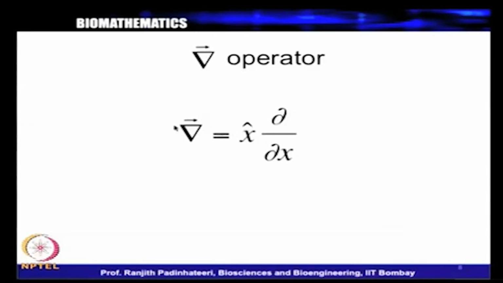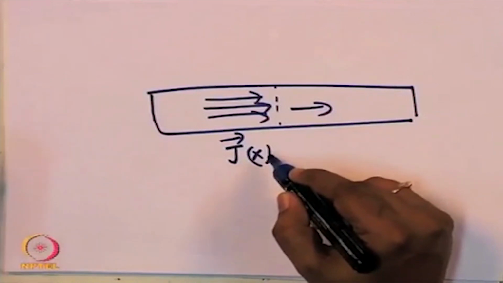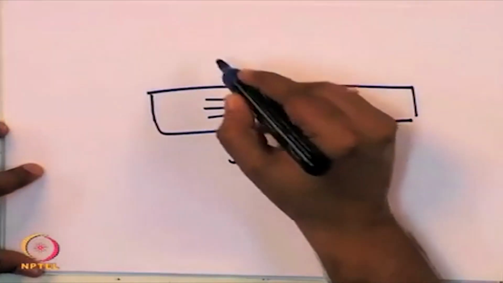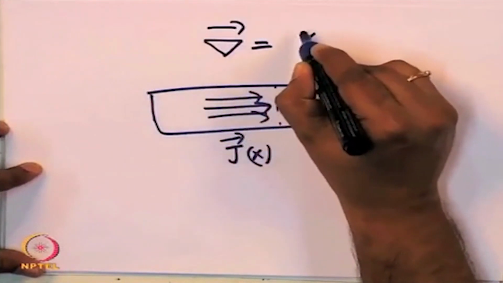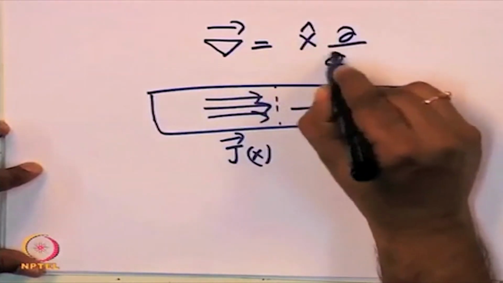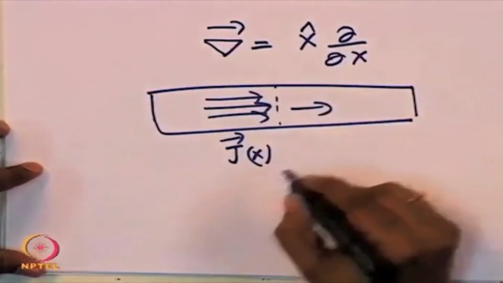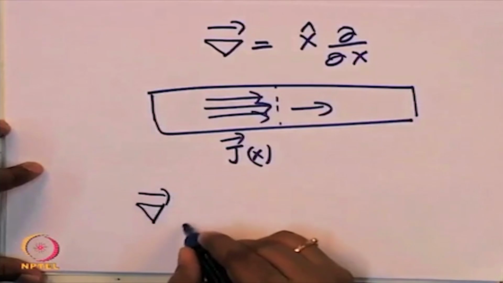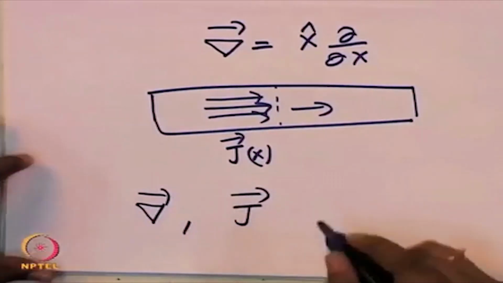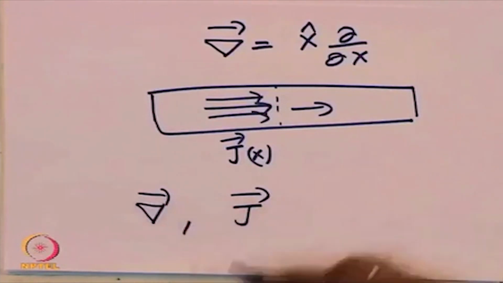Del by del x is a vector, and we have here J in this. Have a look here, J is a vector. So, J is a vector, del, which is x cap del by del x is a vector. So, this is two vectors. So, I have a vector del and I have another vector J, and we want the derivative of J. So, the del should act on J.